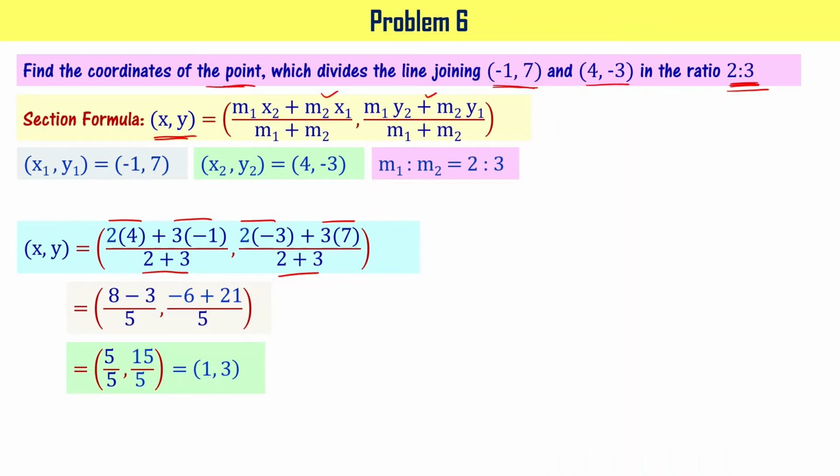It is 1, 3. So to answer the question, the coordinates of the point is 1, 3. This is what we are asked to find, right? 1, 3 is the point that divides the line joining minus 1 comma 7 and 4 comma minus 3 in the ratio 2:3.